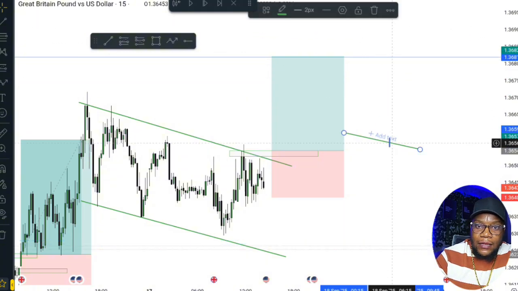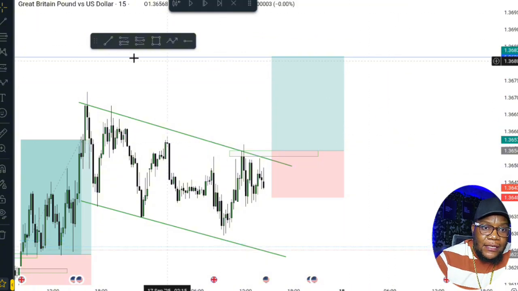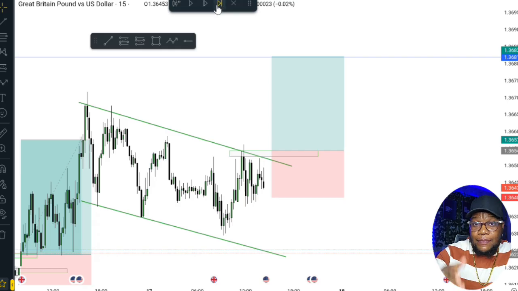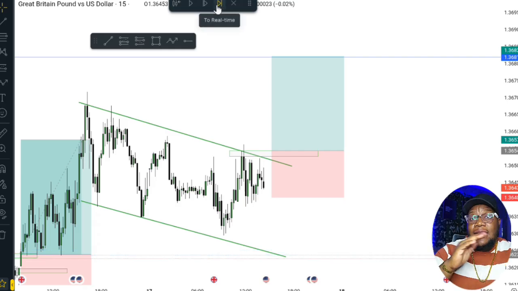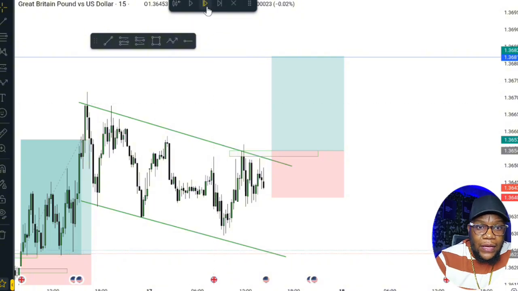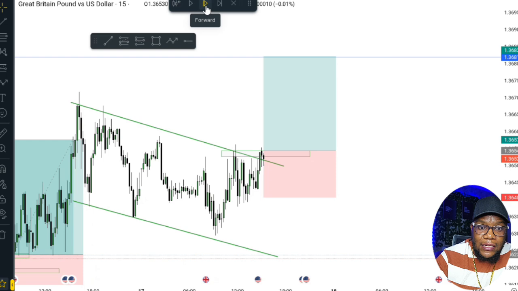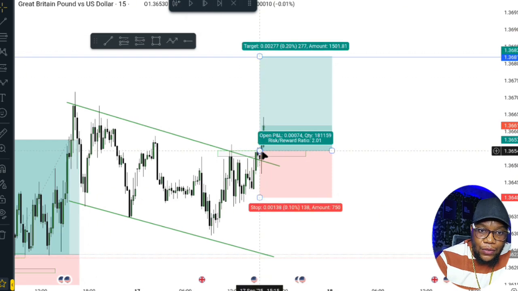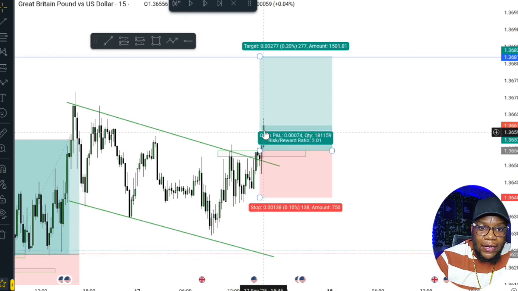So when the market started moving, I did alert my group to say, guys, this is the setup we're looking at. This is what we're waiting for. If price breaks above, we are good to jump in. Okay, and the market did eventually. This candle was the break above. The market did break above on this candle.